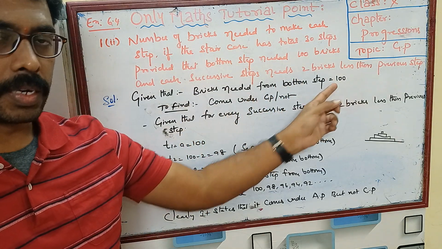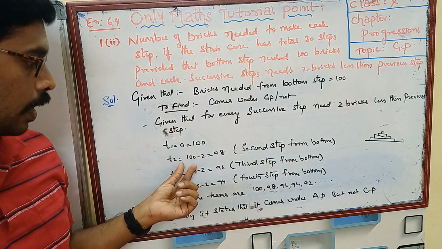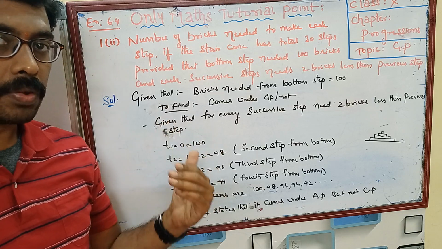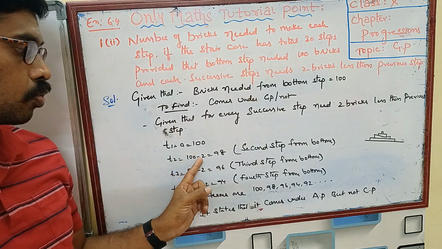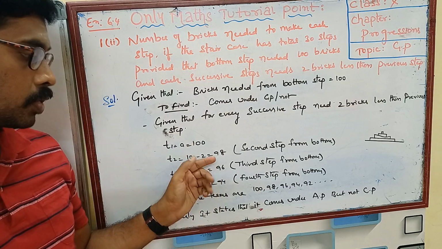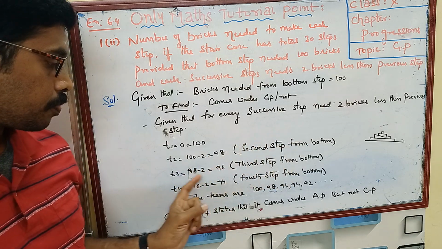The bottom step is 100, take it as T1, guys. So a equals 100, and for every successive step 2 bricks are less than the previous step, so you deduct 2 from a. So 100 minus 2 is 98. This is T2, the second step from the bottom.